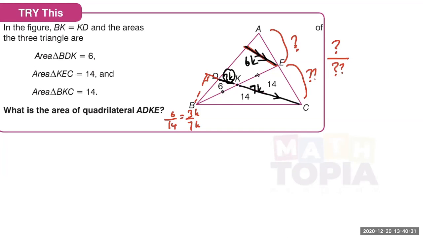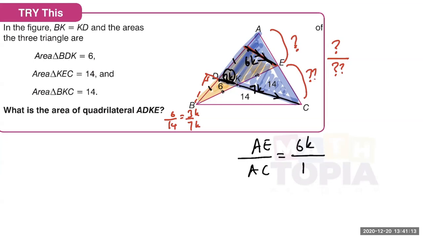The reason is that these two triangles have the same length, so these are also the same. This is a 1 to 2 ratio, which is going to be 6k. Okay, then I am going to focus on another blue triangle. So now this small and big triangle. The ratio is going to be, here I would like to explain, AE over AC becomes 6k over 3k plus 7k, which is 6k over 10k, which is 3 over 5.